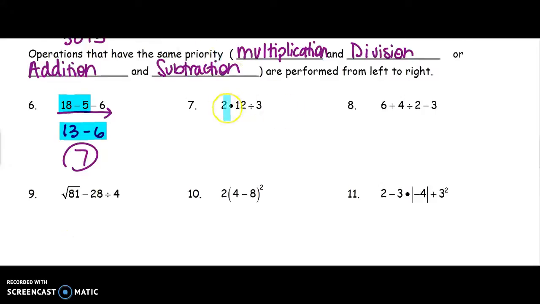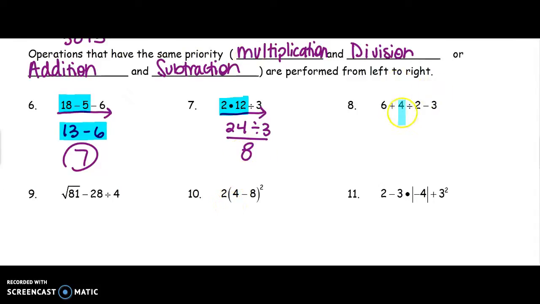Same goes for when you have multiplication and division. You again would work left to right. So the first operation you see is 2 times 12, which is 24. Bring down your divided by 3 because you haven't used that yet, and then go ahead and do this one, which gives an answer of 8.